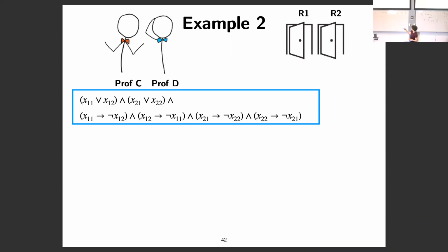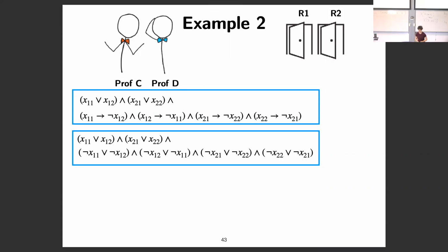Okay, Professor Two has a room. And if Professor One is in room one, then he's not in room two. And if Professor One is in room two, then he's not in room one, and so on. And we can convert this to CNF. Actually, we can convert this to CNF without using Tseitin. Please tell me if I've made mistakes in this. I think this is the CNF equivalent of the formula above.